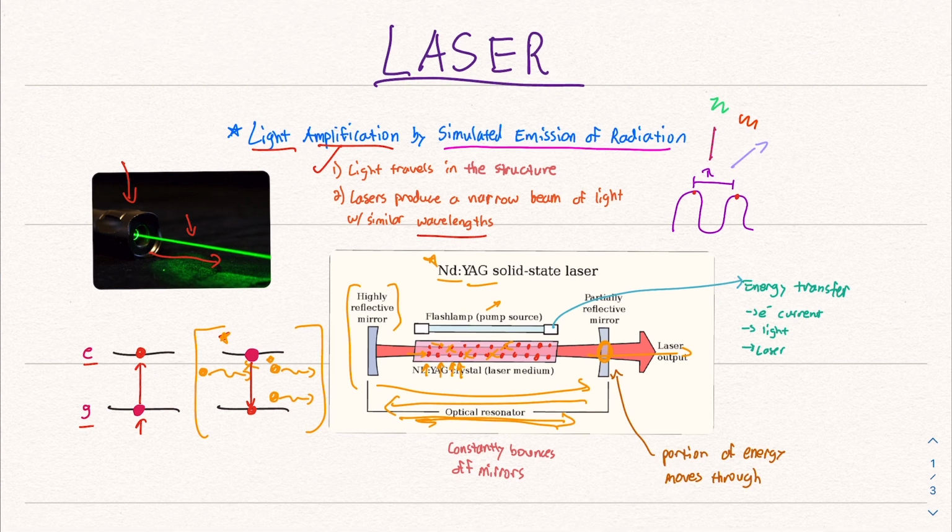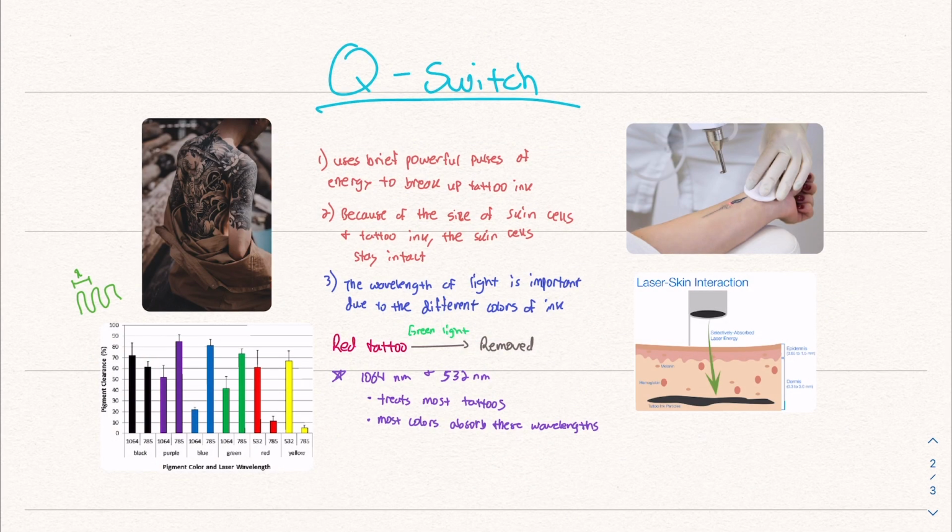Let's get deeper into talking about the types of lasers that laser tattoo removal will use. The Q-switch laser is a laser that's used to remove tattoos. This uses brief, powerful pulses of energy to break up tattoo ink. Because of the size of the skin cells and tattoo ink, the skin cells stay intact. So when you see that blistery, damaged skin when a tattoo is removed, that's just a healing process. Those skin cells aren't destroyed.